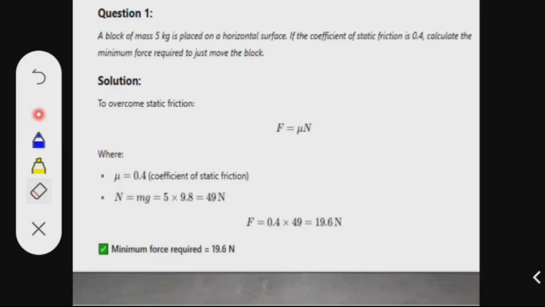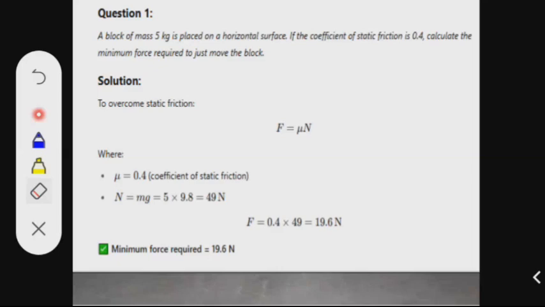If you did not hear what I said previously, you will not know what N is. In this case, because the block is just standing on a horizontal surface, N is the same as the weight of the object. And the weight of every object is always equal to the mass of that object times the acceleration due to gravity.